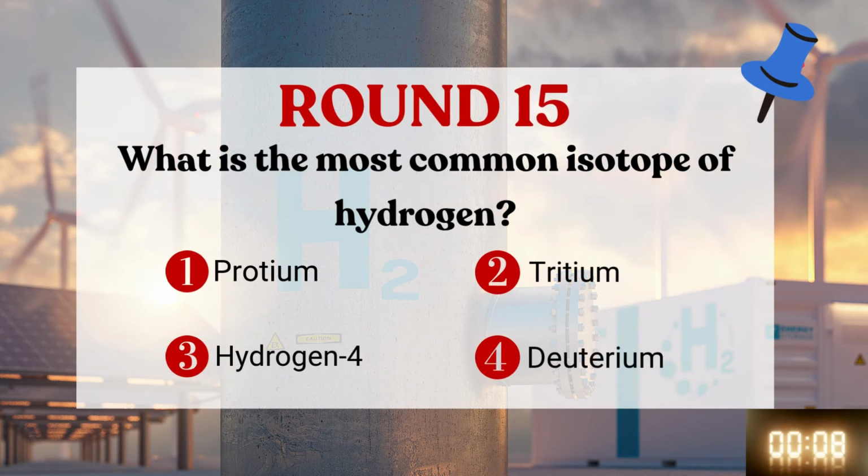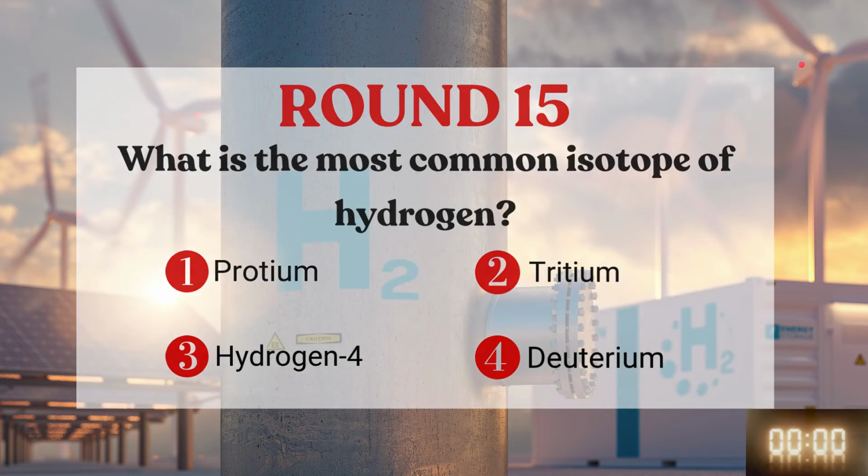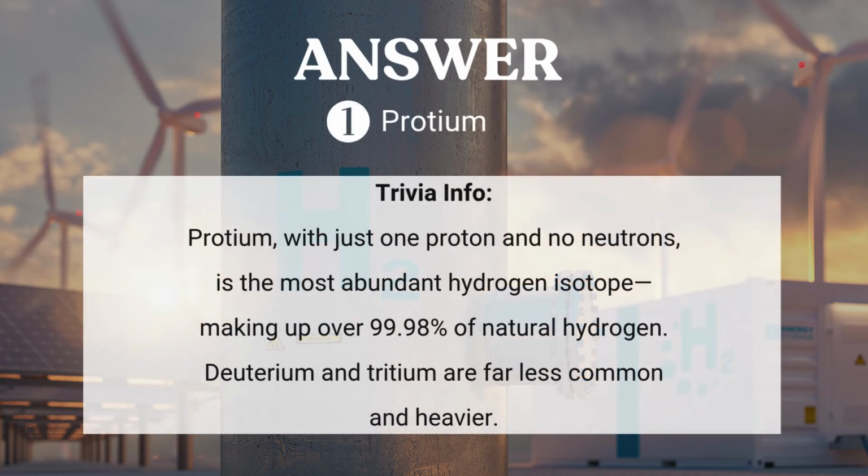What is the most common isotope of hydrogen? Answer 1. Protium. Protium, with just one proton and no neutrons, is the most abundant hydrogen isotope, making up over 99.98% of natural hydrogen. Deuterium and tritium are far less common and heavier.